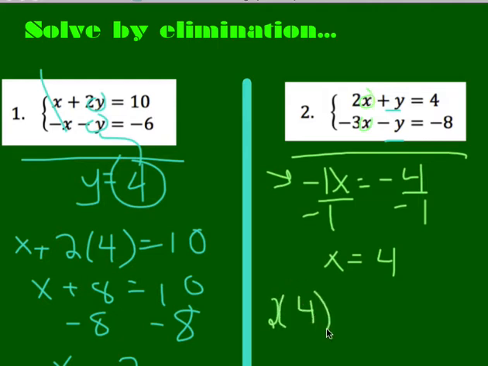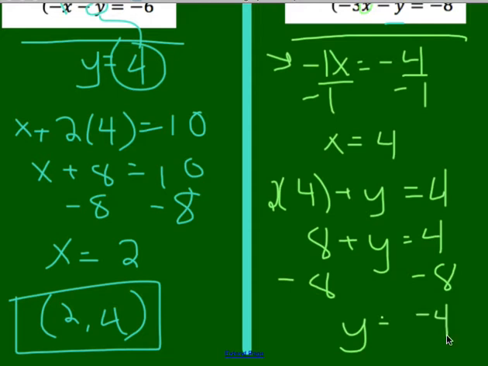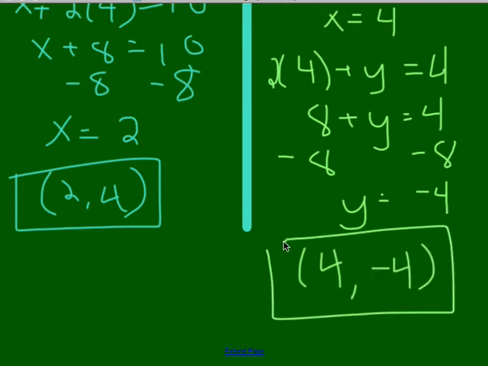So what I'm doing is taking the equation 2x plus y is equal to 4. Now instead of writing the x, I'm putting the 4 in instead. So I have 2 times 4 plus y is equal to 4. Now 2 times 4 is 8, plus y is equal to 4. Now we're going to subtract 8 from both sides, and I get that y is equal to a negative 4. Now I need to write that out as a coordinate point. First I write my x, and then I write my y. So I have the point (4, -4).